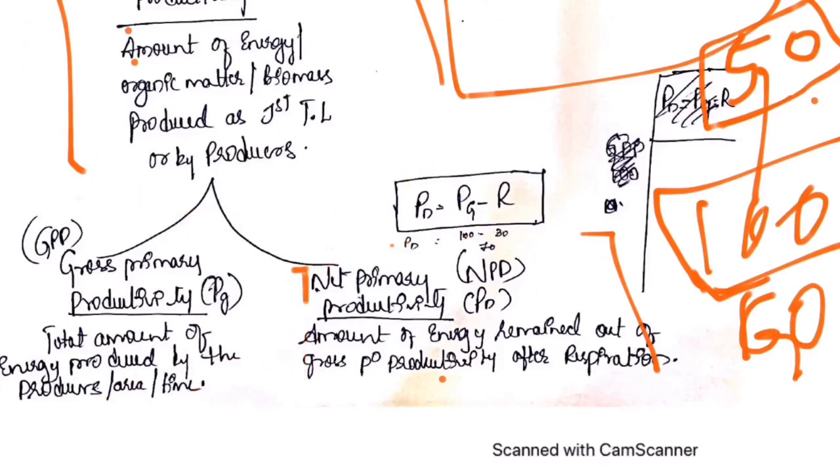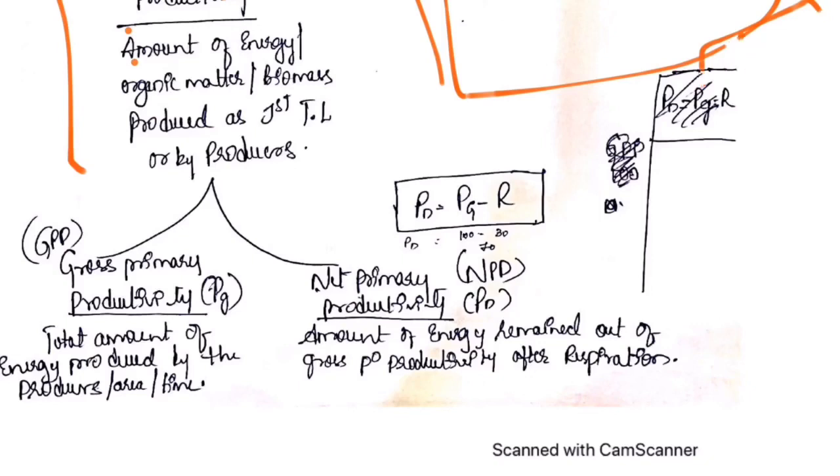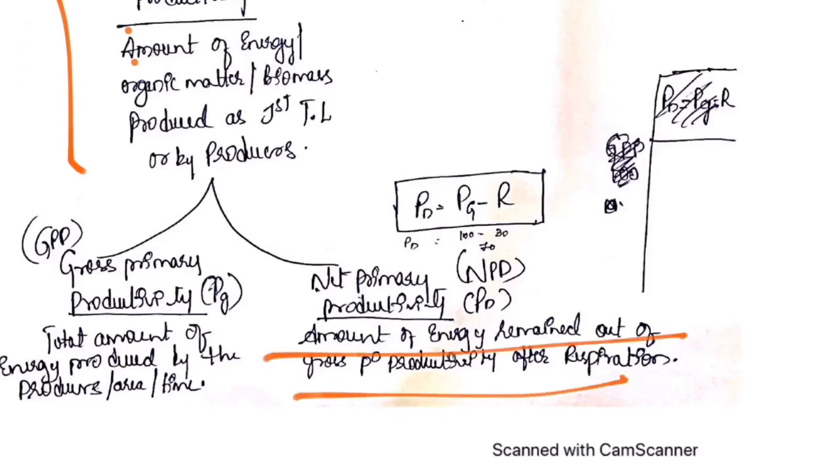Primary productivity is of two types: gross primary productivity and net primary productivity. Gross primary productivity is the total amount of energy synthesized by the producers at a given area at a given time. Net primary productivity is the total amount of energy remaining out of gross primary productivity after respiration. So at any given time we can find the net primary productivity by the simple formula: net primary productivity equals gross primary productivity minus respiration.